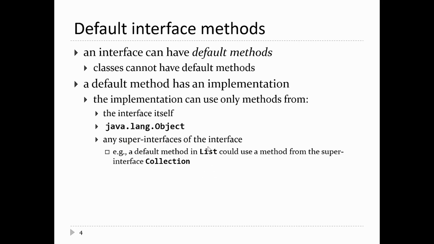And finally, if your interface is what's called a sub-interface of another interface, you are allowed to use the methods in the super interface. We haven't talked about this yet in the course, but you might remember back to when I told you about lists. We saw that the List interface was actually a sub-interface of this thing called Collection. So inside the List interface, if you had a default method, you could use one of the methods from Collection, because every list is also a collection.